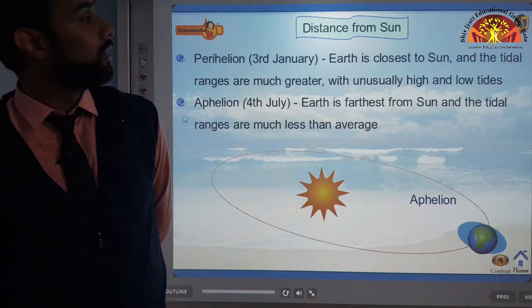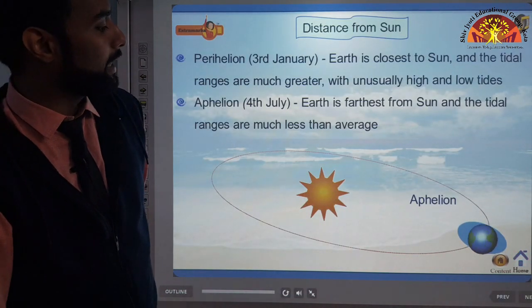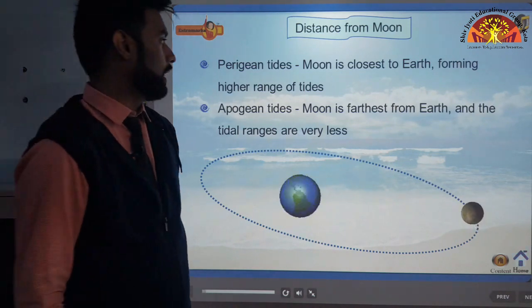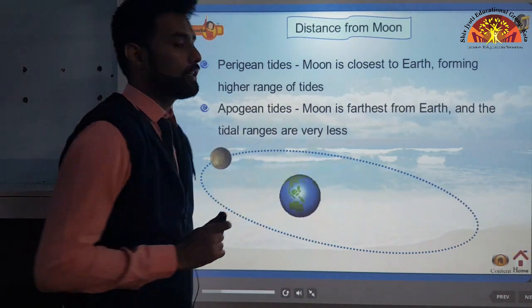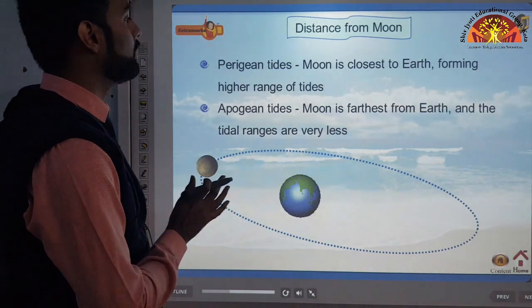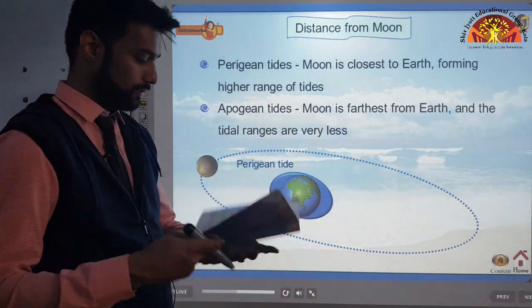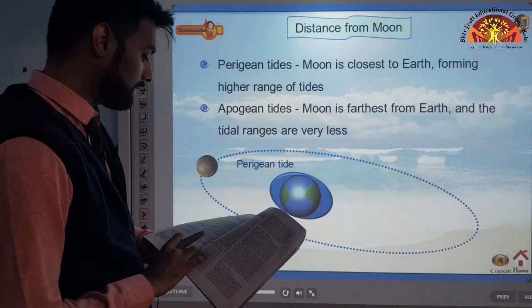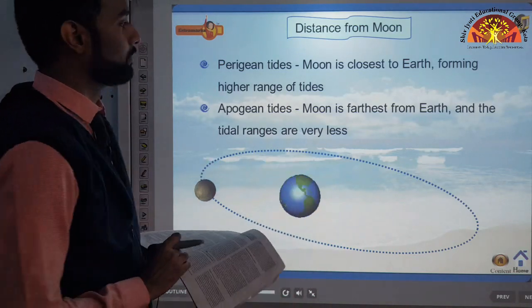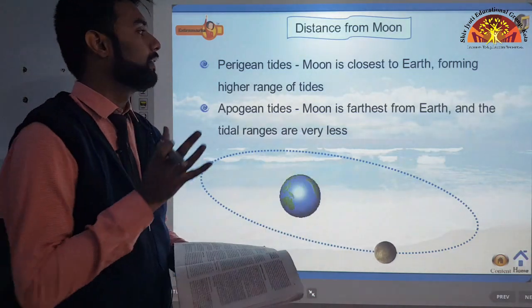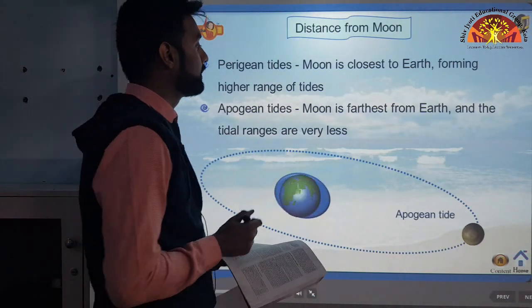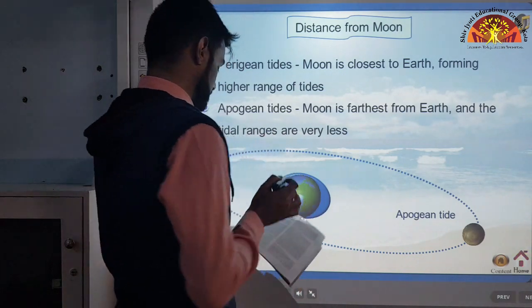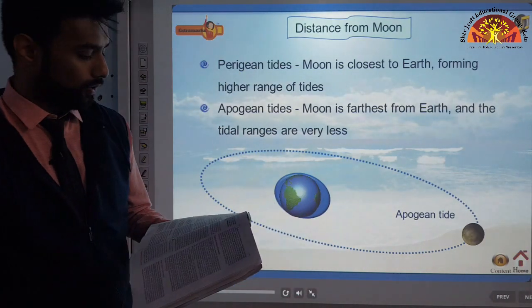Now, as for apogee and perigee, that is the distance from the moon. Perigean tides: moon is closest to earth, forming higher ranges of tide. Once a month the moon is closest to the surface of the earth, and that will result in perigean tides. On that day there will be a greater amount of height. And on apogeian tide, when the moon is farthest from the earth, the tidal ranges will be very, very low.